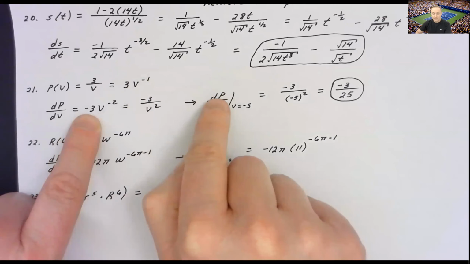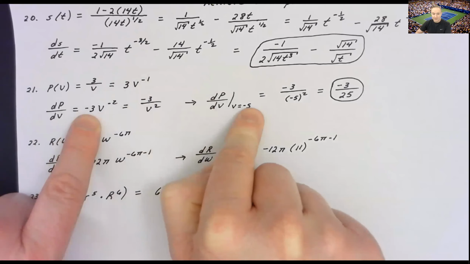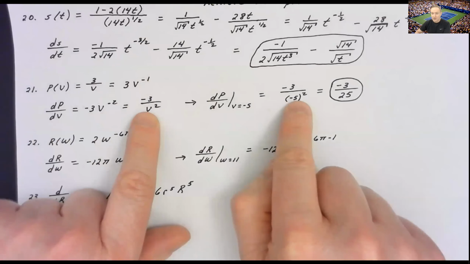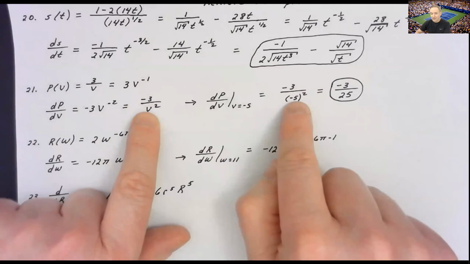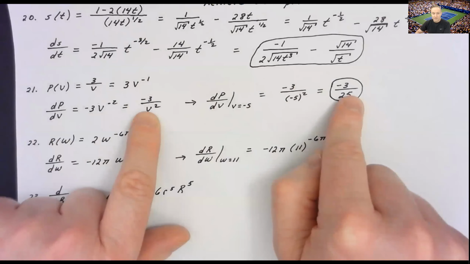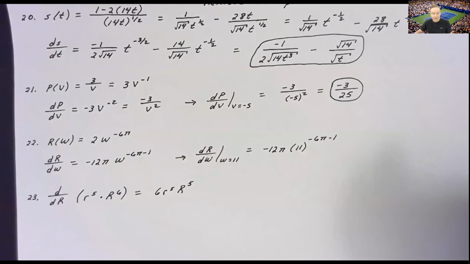So I'm supposed to find dp dv and evaluate it such that v is -5. So you just plug a -5 in for v in that denominator, and you'll have -3 divided by -5 squared gives me -3 over 25. Pretty nice. The next problem was pretty much the same thing.